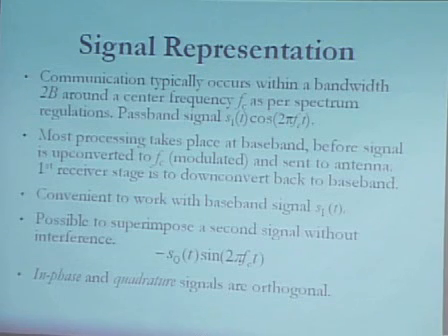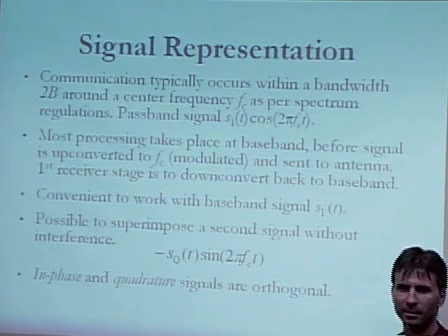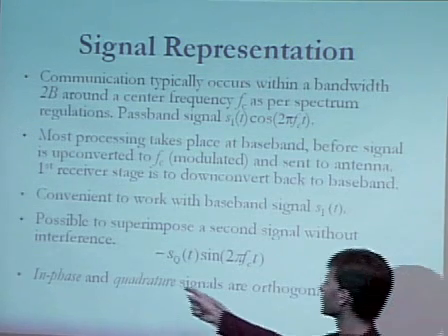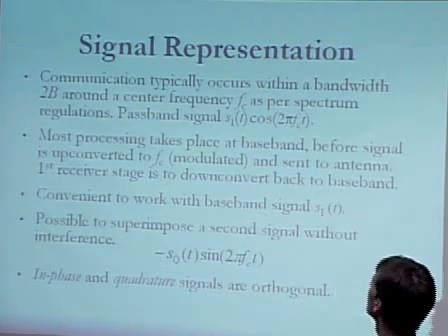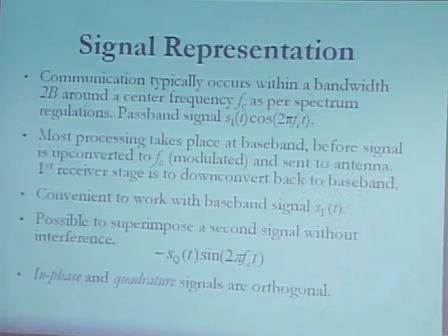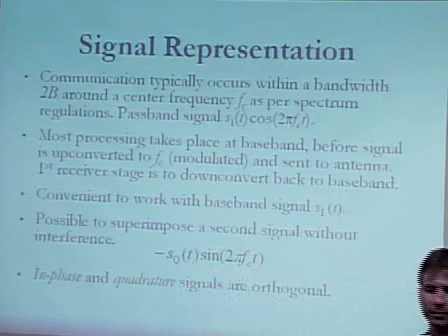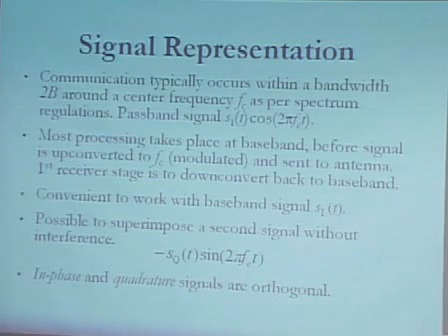So what this reflects is the fact that the signaling space we have around this frequency has two dimensions. One is the cosine dimension, one is the sine dimension. And these are usually called in-phase and quadrature dimensions. So typically the cosine signal is called the in-phase signal, and the sine signal is called the quadrature signal. And these are orthogonal.